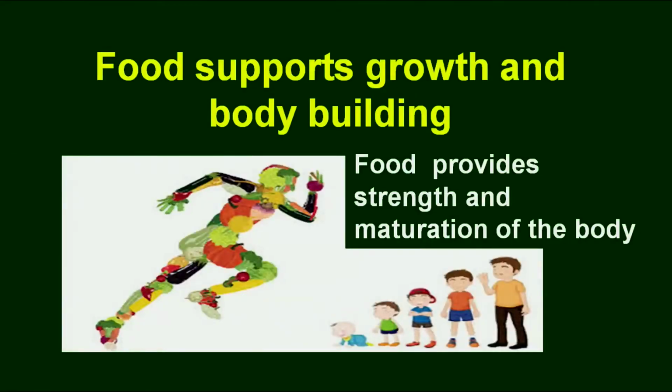Everybody wants to have a good body, but certain kinds of foods are especially required that will provide strength and maturation of the body. In this picture you can see how a child is going into adulthood, and that at every stage specific nutrients and specific foods are required. At every age you require specific foods in terms of specific nutrients for growth and development.